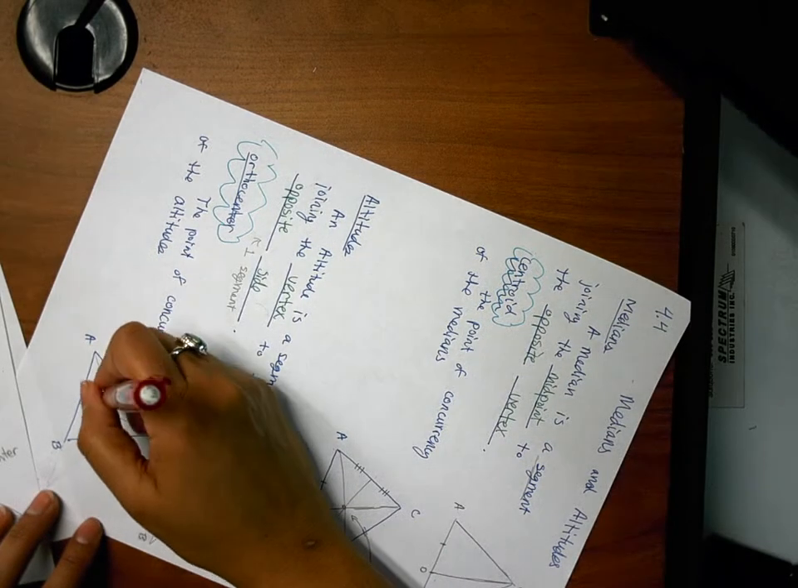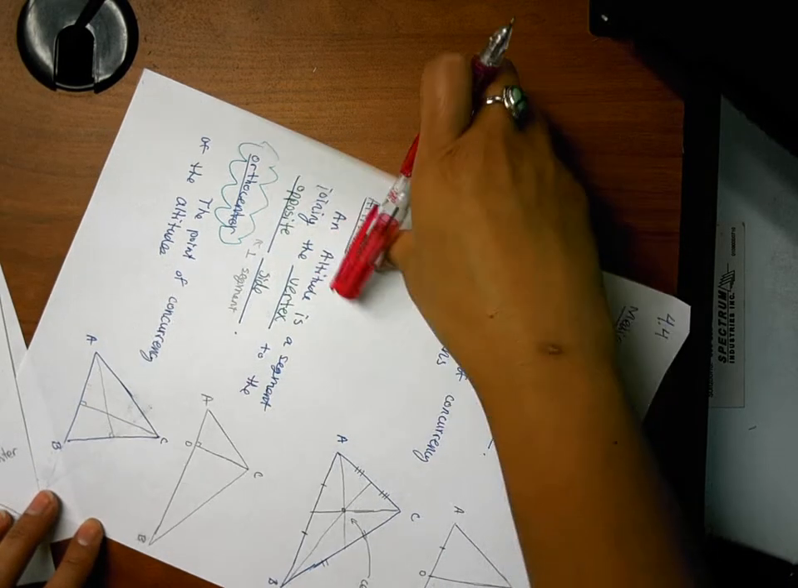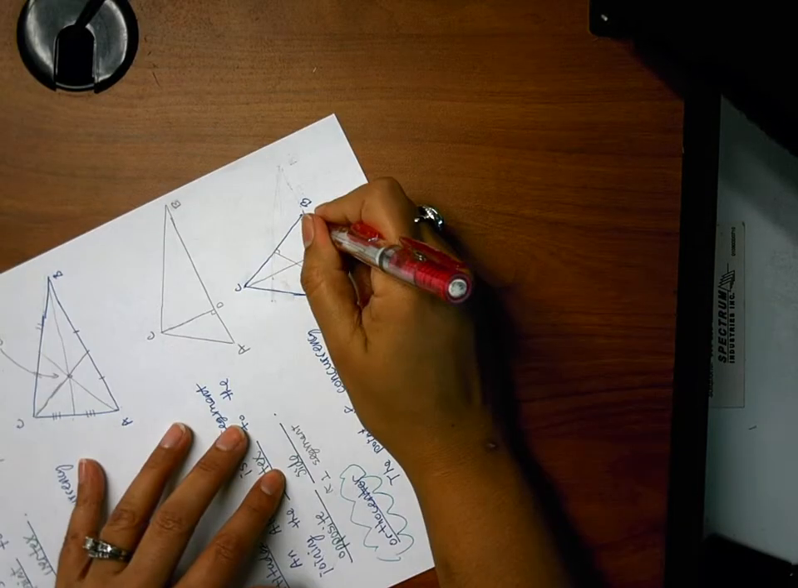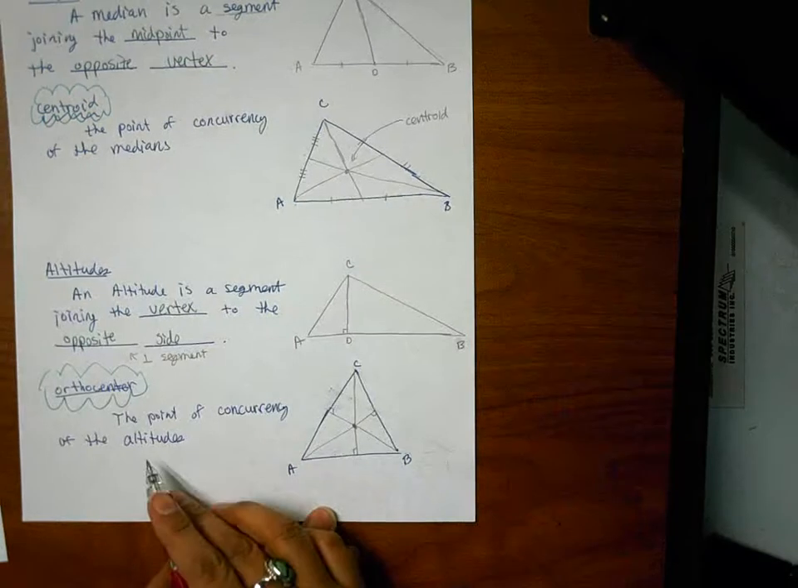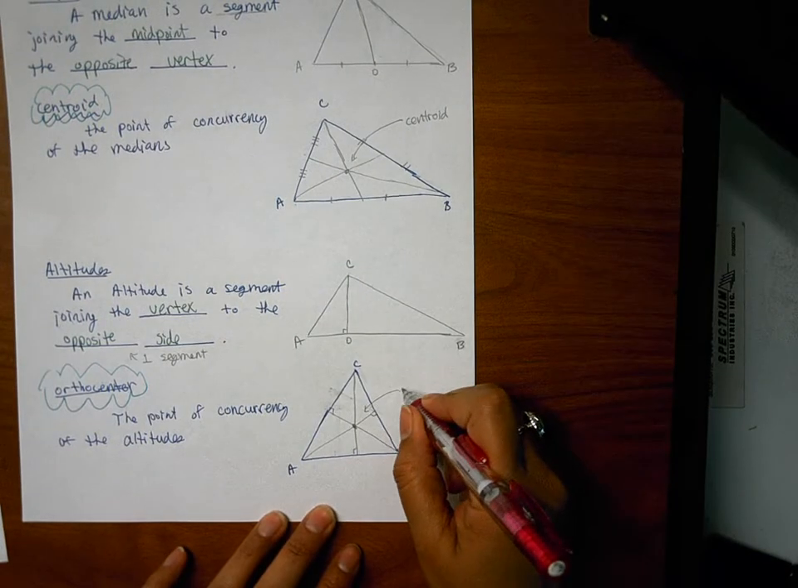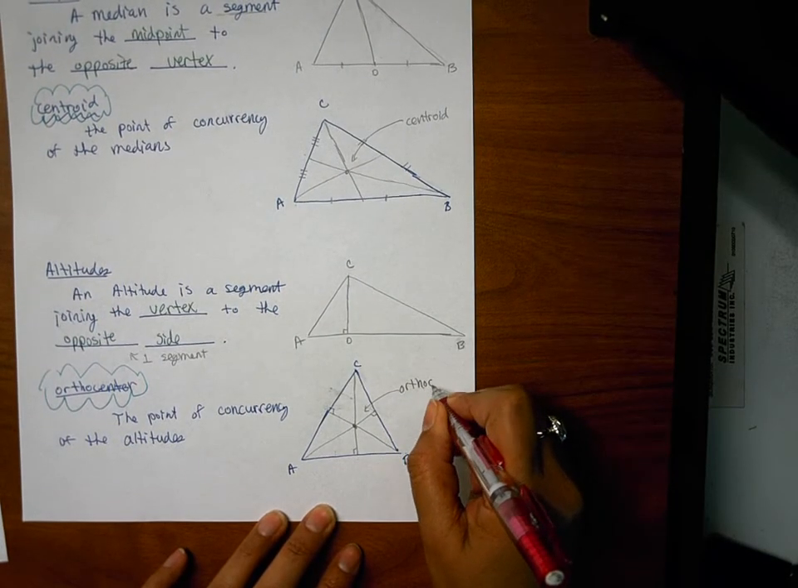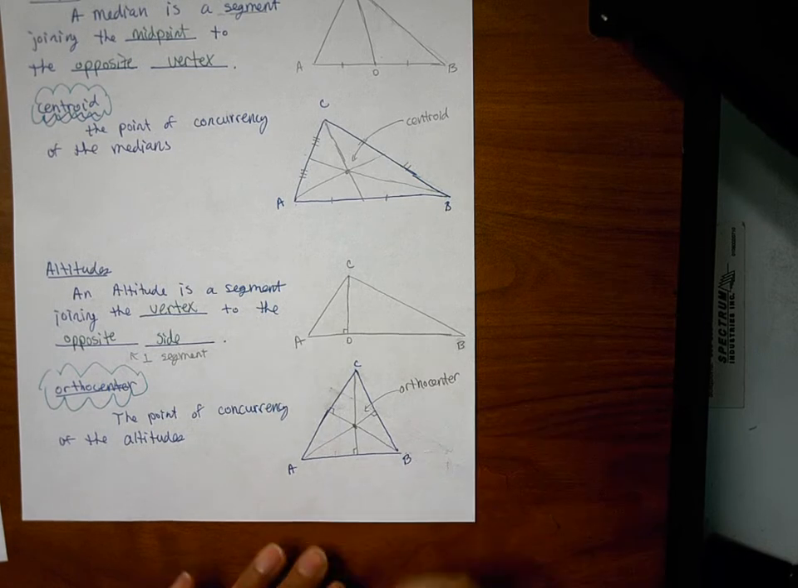Okay, let's try this again. Right angle. Right angle. And right angle. Okay. And the point of concurrency is called the orthocenter.